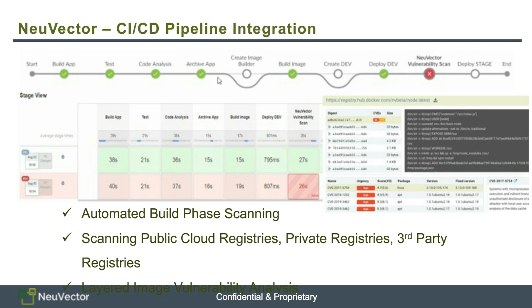We've got a plug-in for all the major CI/CD pipeline tools directly into our vulnerability scanning. We also, of course, do scanning of all the registries, private registries. You could either do that based on events or do a batch scan, every 24 hours, for instance.